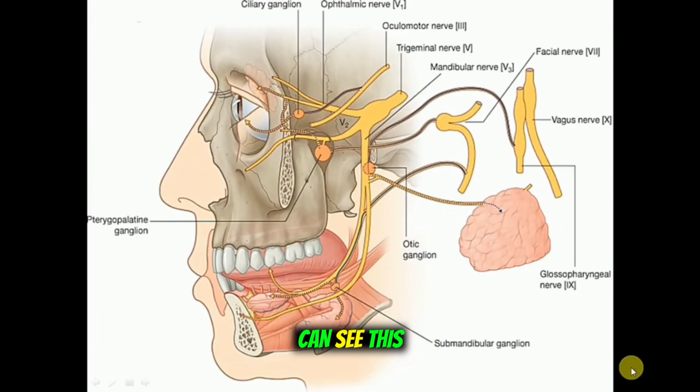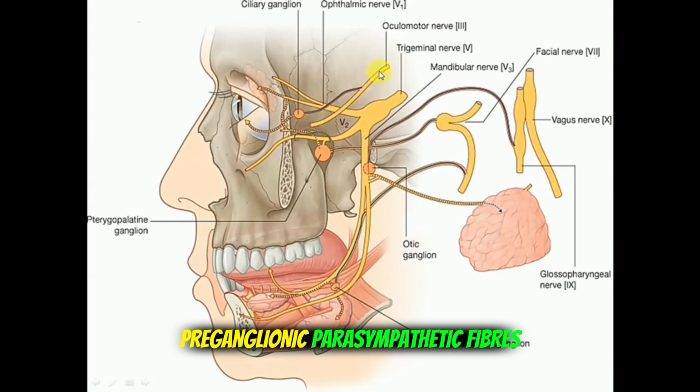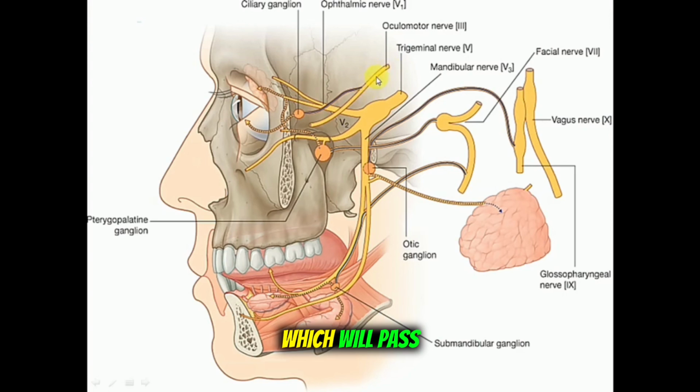So here we can see this is the oculomotor nerve carrying the preganglionic parasympathetic fibers, which will pass via the nerve to inferior oblique to the ciliary ganglion. The fibers relay here and the postganglionic fibers come out of the ciliary ganglion via short ciliary nerve to supply sphincter pupillae and the ciliaris muscle.